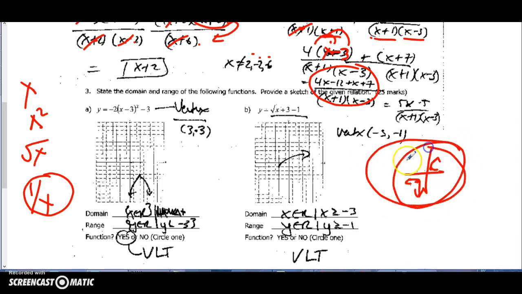So this you might want to look over. It doesn't come up on this review. The vertex here is 3, minus 3, and it opens down. So once you sketch that, you realize your domain is x is a real number. You also have a restriction to your range. Y has to be less than or equal to -3.